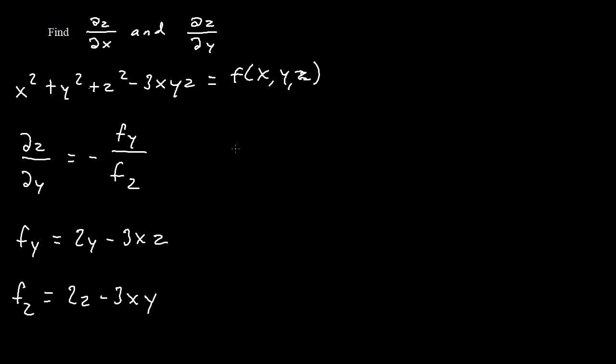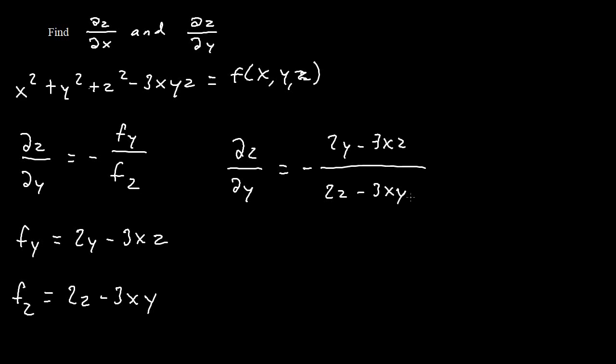Once again, using the formula, the partial derivative of z with respect to y is going to be equal to negative f sub y, which is 2y minus 3xz, over 2z minus 3xy. If I distribute the negative to the numerator, the final answer for the partial derivative of z with respect to y is 3xz minus 2y over 2z minus 3xy.